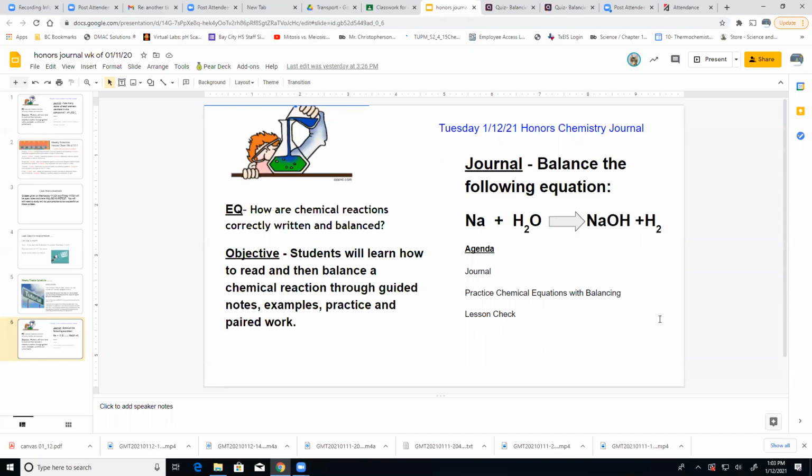So just practice today, and then we'll end with the lesson check that will be for a grade. And then to remind you that we have our quiz tomorrow over balancing equations, and also that section of the notes that we've covered. So in other words, it's just not going to be balancing equations. There'll be some questions over those notes too, and like what the different symbols stand for.